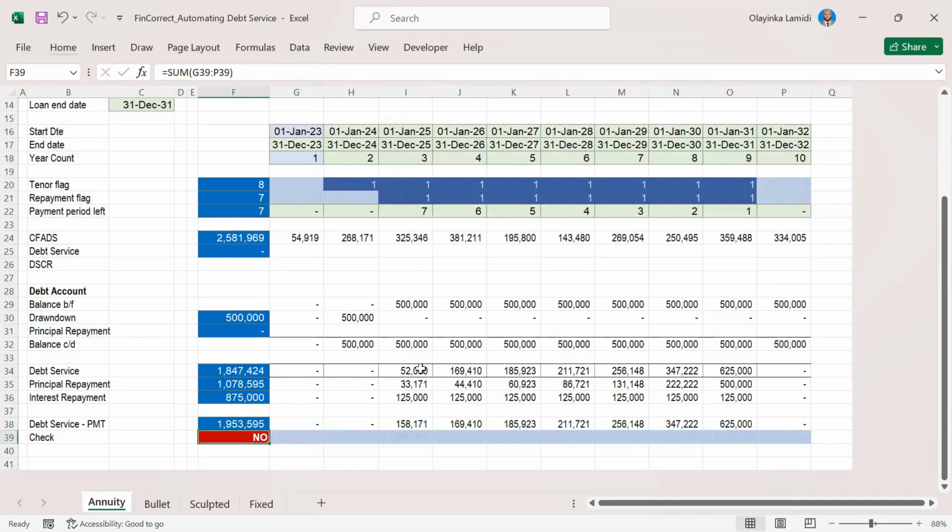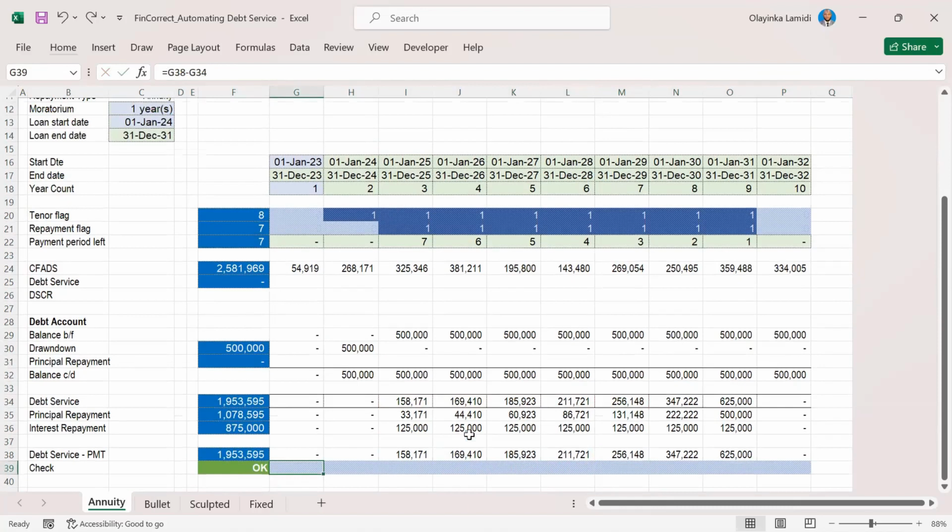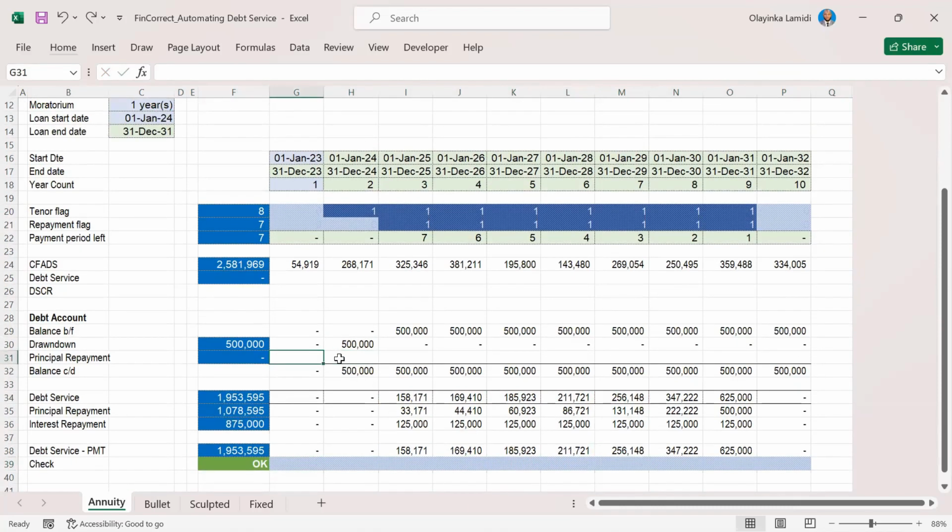So what we've done is actually not correct. So undo to confirm that what we've done is actually correct. So with this, we can now say that it is actually correct. The next thing that I want to do here is to link my principal repayment to my debt account, so that I can see for myself if what we have done is correct or not correct.